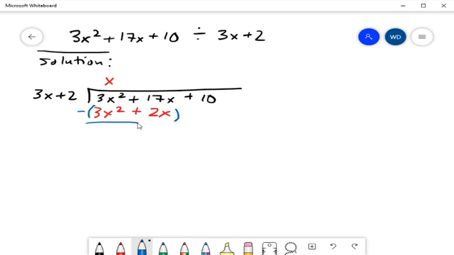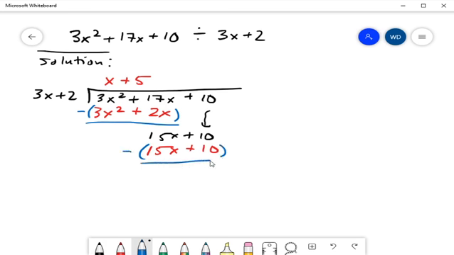So now I'm going to take that whole thing and I'm going to subtract from what's above it. And the reason why we did this is because we want to eliminate the first term. So 3x squared minus 3x squared goes away. 17x minus 2x is 15x. And the 10 is going to drop down here because that's going to be something we're going to subtract off also. All right. Now we need to figure out what times 3x makes 15x, and that's going to be positive 5. So 5 times 3x is 15x, plus 2 times 5 is 10. This example actually divides exactly. The remainder then is 0.